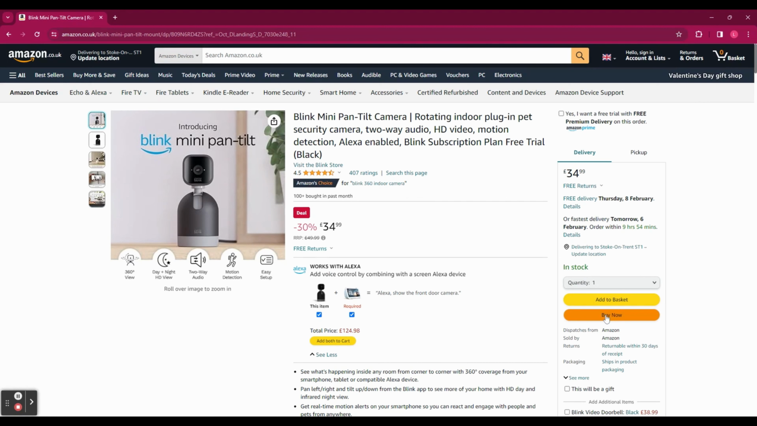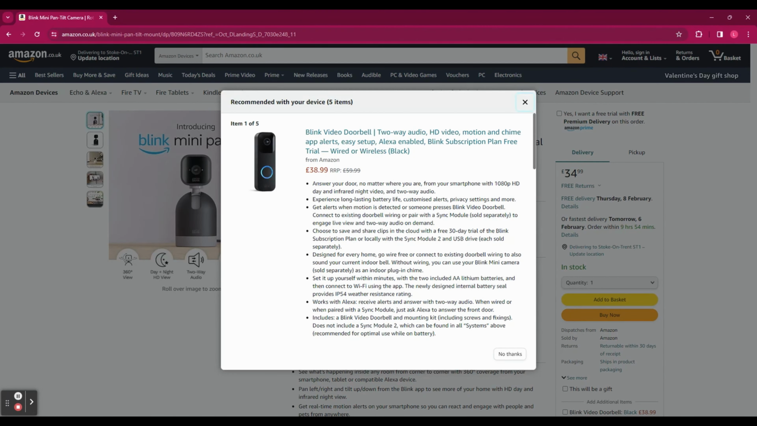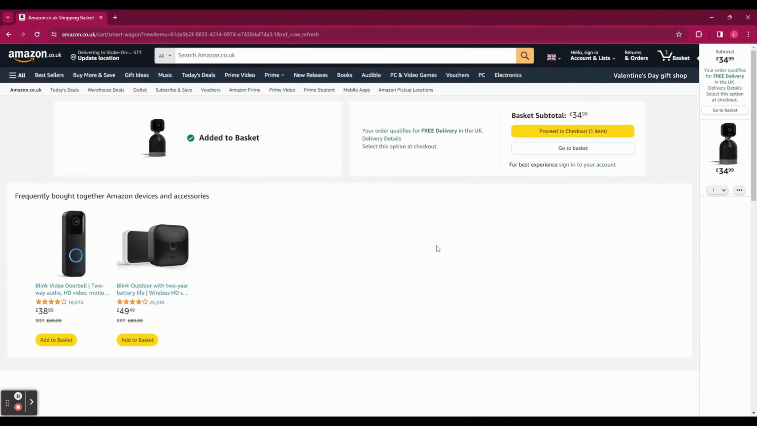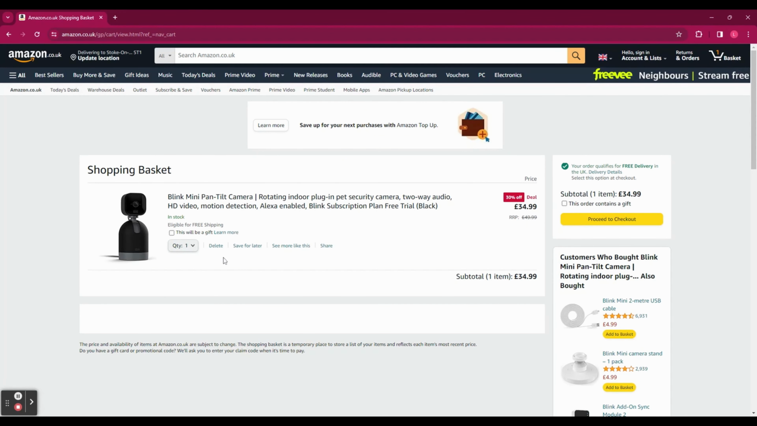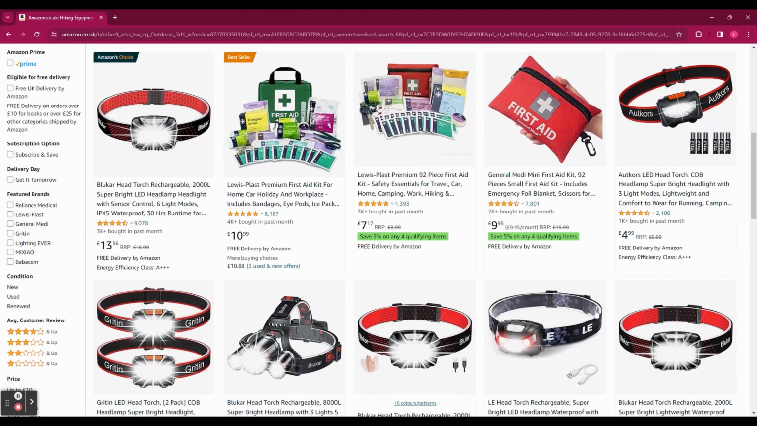The next one is conversion ratio. This refers to the percentage of users who not only click on your product, but also make a purchase. Amazon rewards listings with high conversion ratios as they demonstrate that the product effectively meets the needs and expectations of the customers.